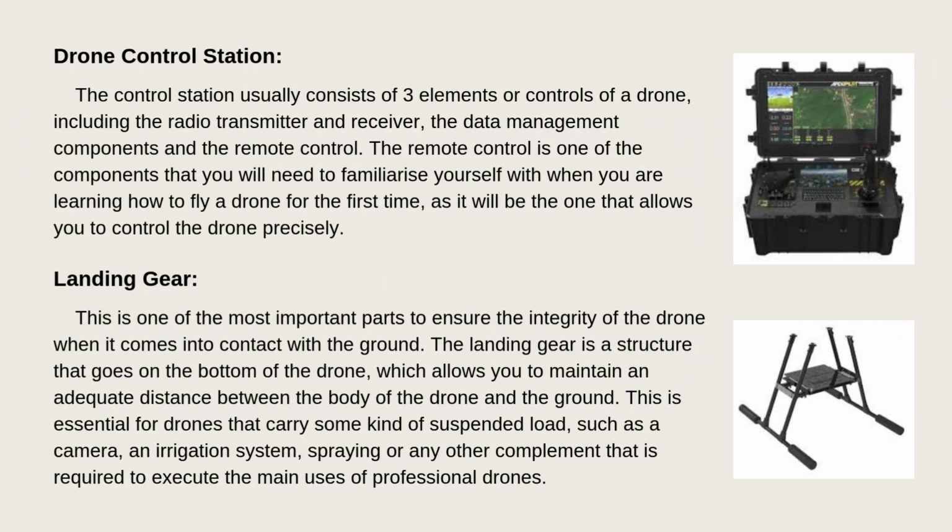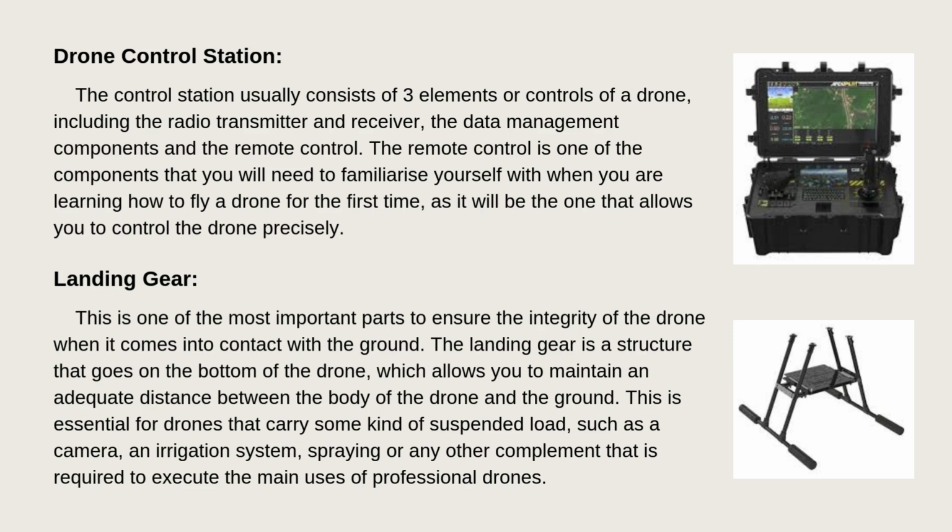Drone control station. The control station usually consists of 3 elements or controls of a drone, including the radio transmitter and receiver, the data management components, and the remote control. The remote control is one of the components that you will need to familiarize yourself with when you are learning how to fly a drone for the first time, as it will be the one that allows you to control the drone precisely.